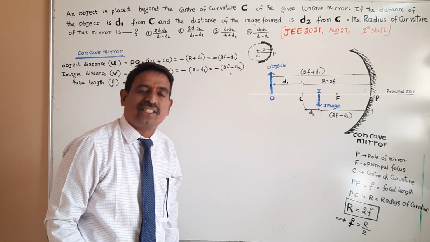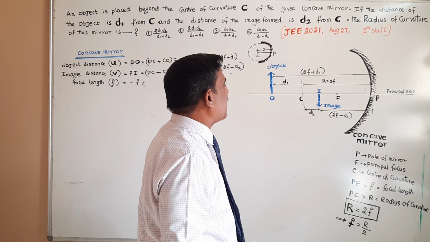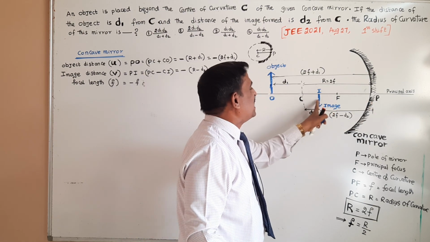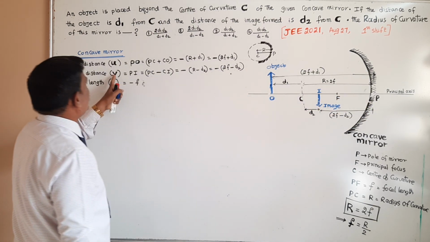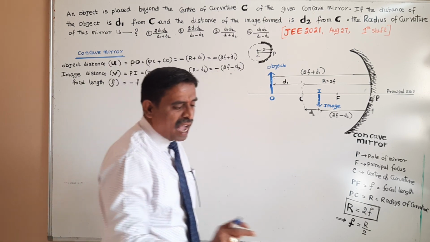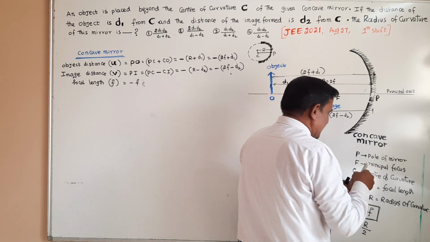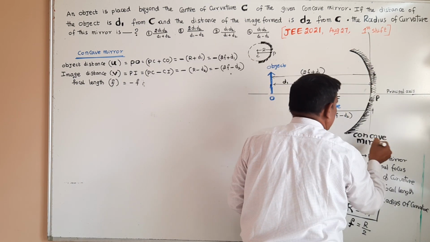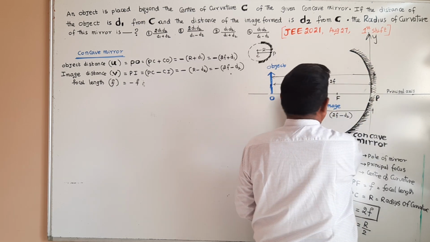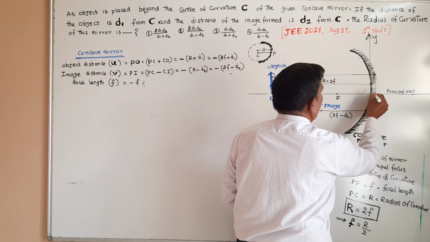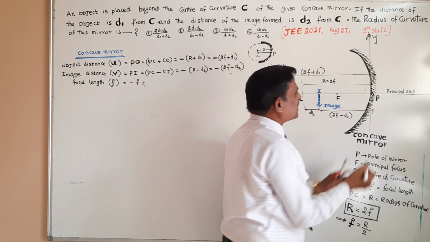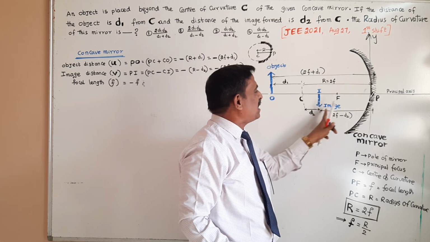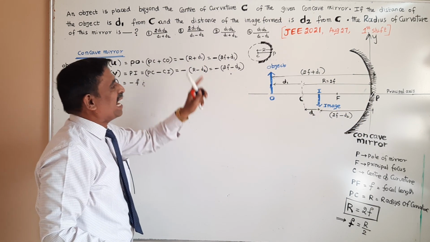According to the sign convention, in the case of a concave mirror, the image is formed on the same side as the object, so image distance v is also negative. Consider this as the x-axis and this as the y-axis, with the origin of the coordinate system here. The image is formed on the negative x-axis, so I am taking the image distance as negative.